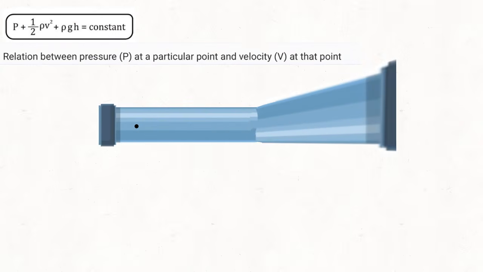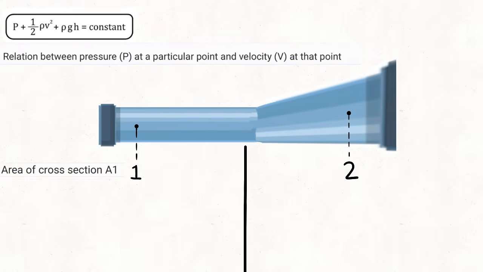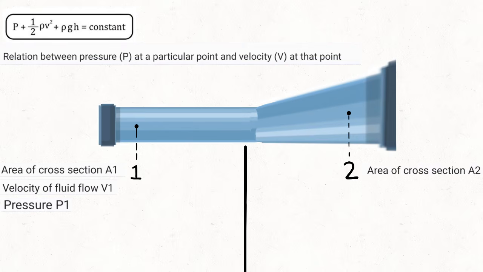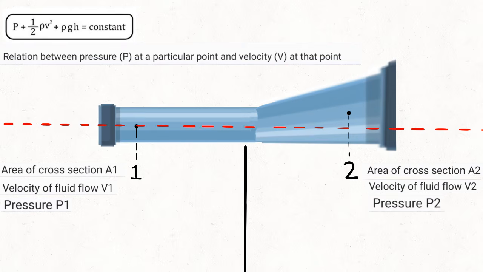Now consider 2 points, 1 and 2, where at point 1 the area of cross-section is A1, velocity of fluid flow is V1 and pressure is P1, and at point 2 the area of cross-section is A2, velocity of fluid flow is V2 and pressure is P2. In this case, the height of fluid flow from any particular reference line is the same since the fluid is flowing in a straight line. Therefore, H1 at point 1 is equal to H2 at point 2 between any 2 points.